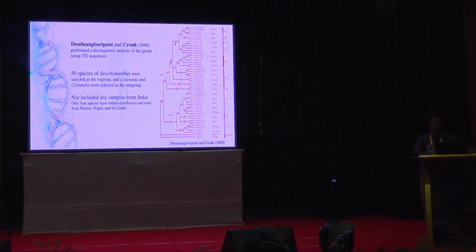This is the molecular work already available on this particular genus, and Middleton performed a phylogenetic analysis of the genus using sequences. Fifty species of Aeschynanthus were selected as the ingroup. Anyway, there are no samples from the Indian side, but a few samples of species that occur in the neighboring regions.